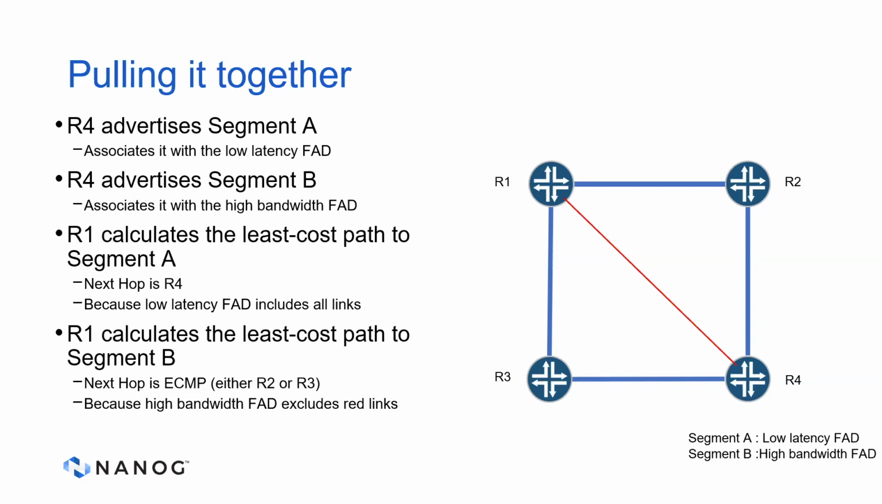Now let's see how next hop gets calculated for the high bandwidth FAD. Segment B is associated with high bandwidth FAD. And for high bandwidth, the next hop for segment B will be an ECMP through R2 or R3. This is because the R1 to R4 link is a 10 gig link, and that will be excluded from the high bandwidth FlexAlgo. And so that link will not be visible in the FlexAlgo topology. So when R1 computes the next hop to segment B, it will be via R2 and R3.